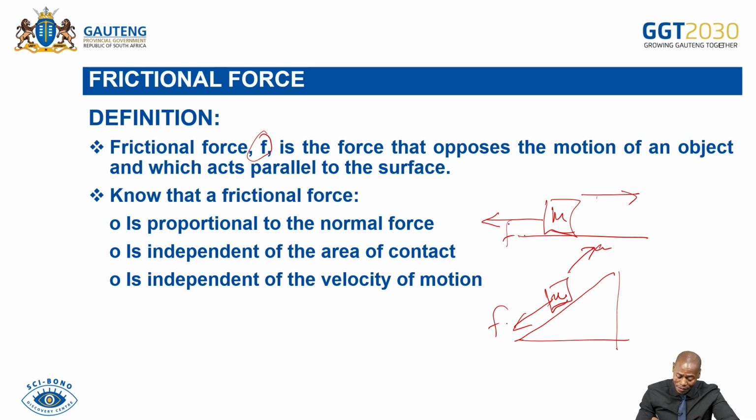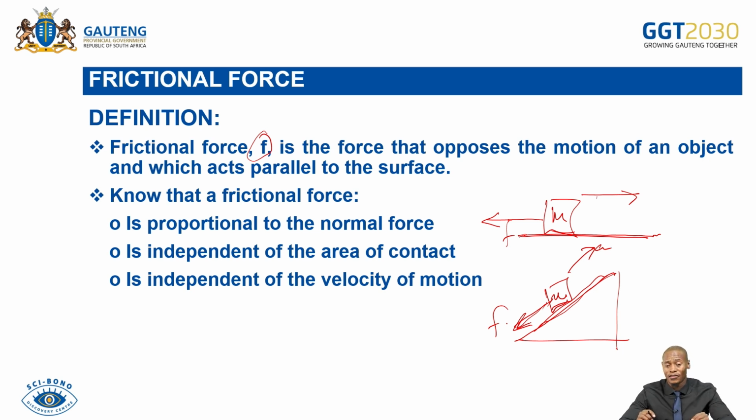You can see here, my frictional force is parallel to the horizontal surface. My f there, which is my frictional force, is parallel to an inclined plane. So it always acts parallel to the surface. Very, very important. So what is frictional force? It's a force that opposes the motion of an object, and it acts parallel to what?